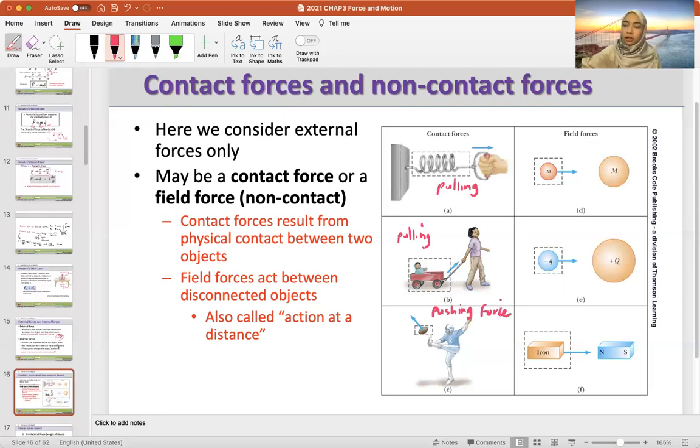When you are trying to kick a ball, you are pushing your legs. Doesn't seem like you're pushing, but it's actually called pushing. Mana ada orang tarik kaki nak sepak kan? So you are actually pushing.